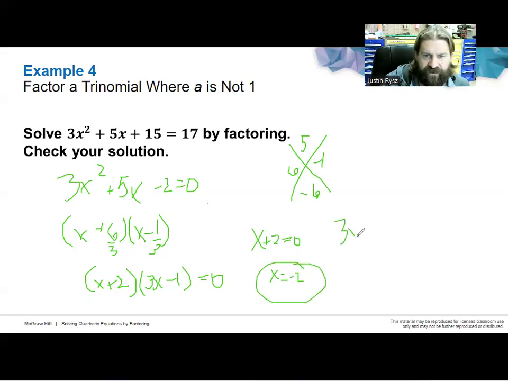And then the 3x minus 1, we set that equal to 0. We need to add the 1 over, so 3x would equal positive 1. And divide by 3, we get a fraction of 1/3. Nice.